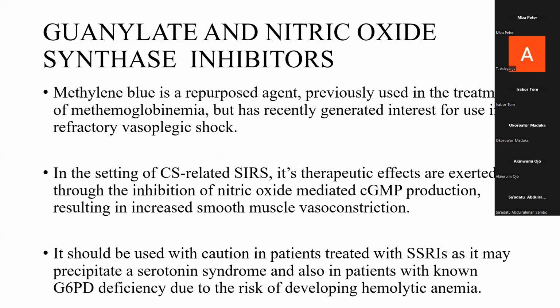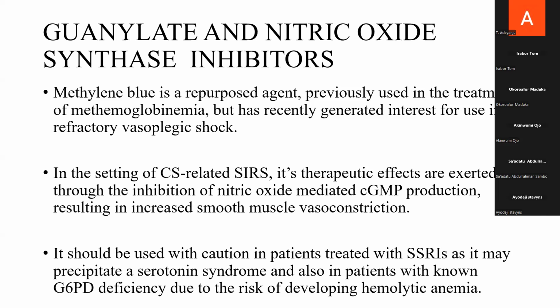Okay, next slide. The last group will be guanylate cyclase and nitric oxide synthase inhibitors. These are one of the new drugs. I think the main agent is methylene blue. We mostly all know methylene blue as one of the treatments for methemoglobinemia, but it has generated a lot of interest. It's a go-to drug, especially when you have a lot of peripheral vasodilatation, like in septic shock. It tends to be one of the add-ons when you are a little stuck and everything doesn't seem to be working.